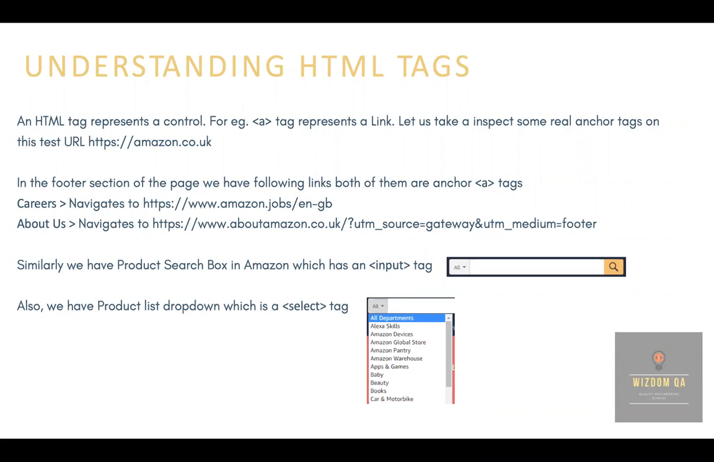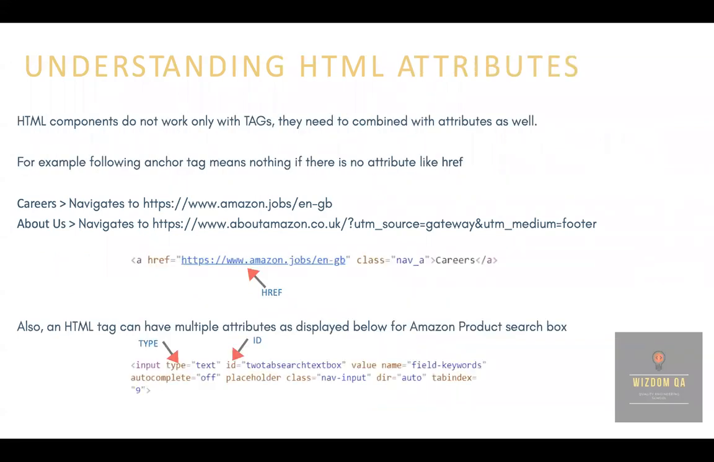So that's what I wanted to show you about HTML tags. We just learned about A, the anchor tag; input, the text box; and the select tag, which is a drop down. Let's go to the next thing: understanding HTML attributes. HTML components do not only work with tags. They need to be combined with attributes as well, so that you can make them work. For example, careers: you will not be able to navigate to careers until you put an href, which I just showed you. And then you will also find some of the tags.